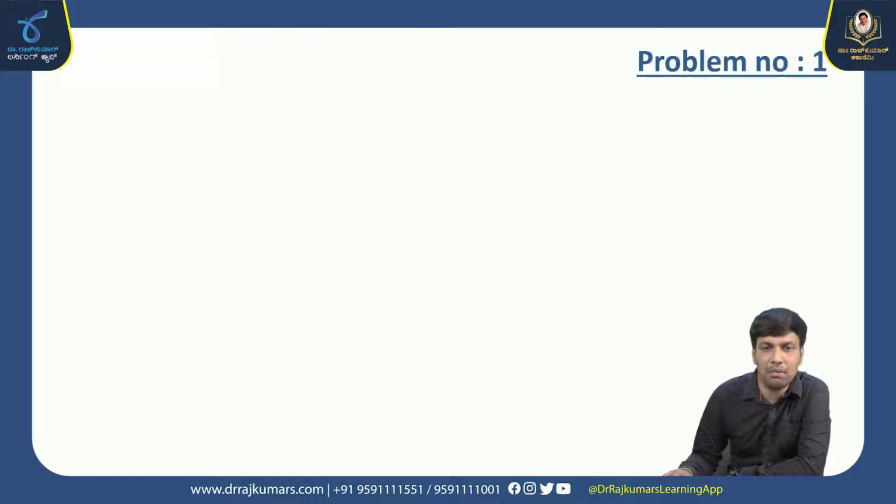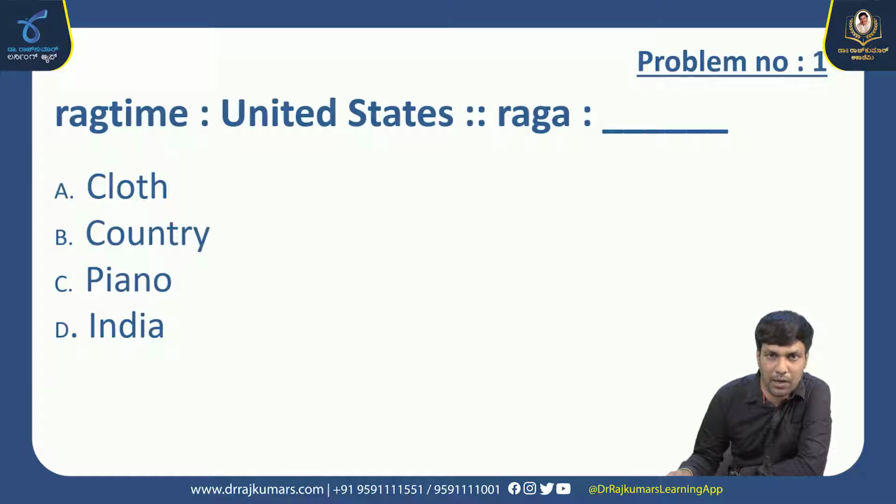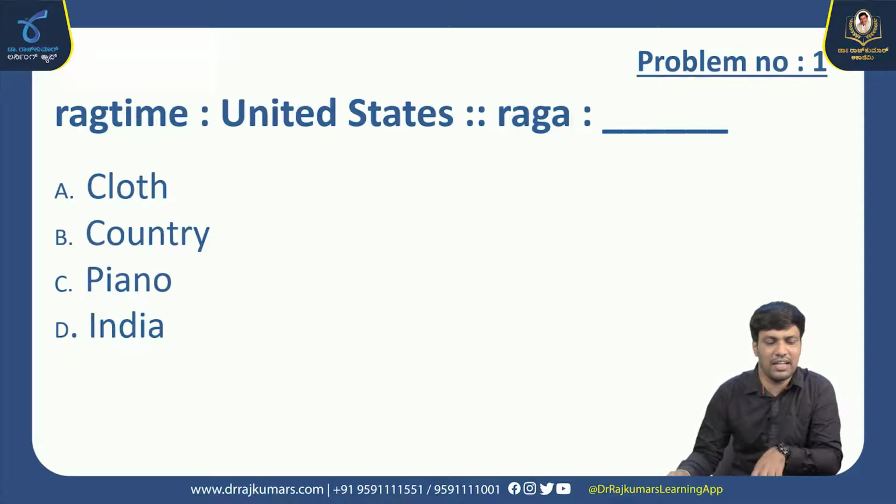If Ragtime relates to the United States, then how is Raga related to? The options are cloth, country, piano, as well as India. From this question we can come to the conclusion that the question is about some musical form. Seeing the words Ragtime and Raga, we can clearly say that the question concerns musical forms.